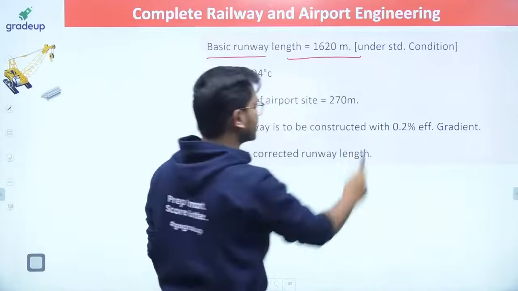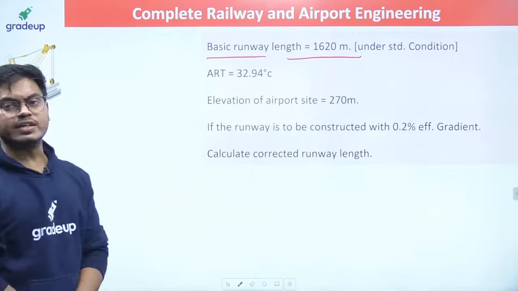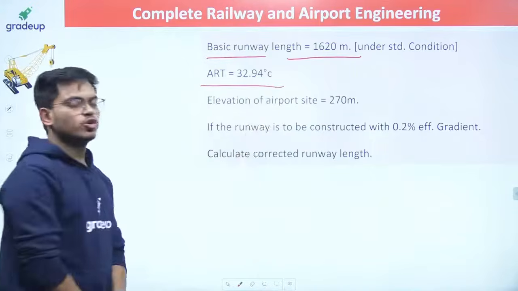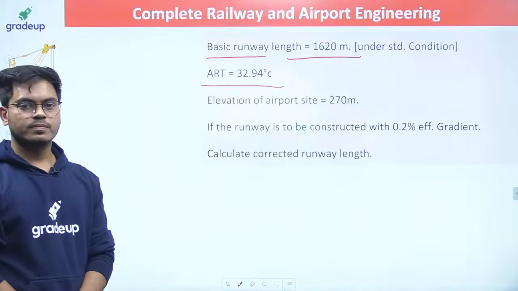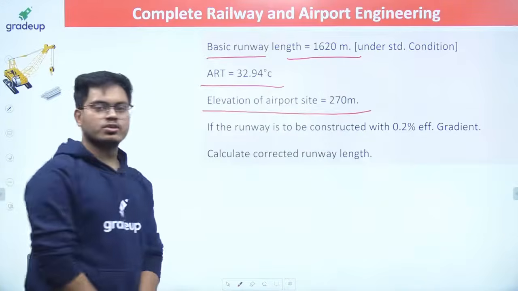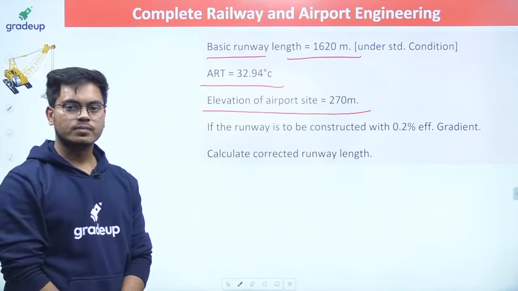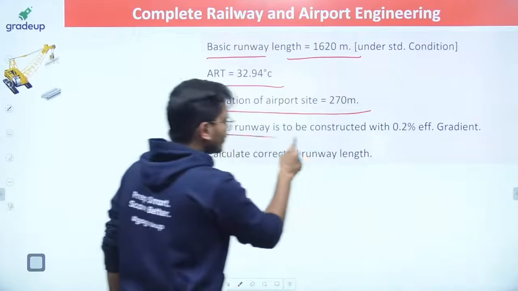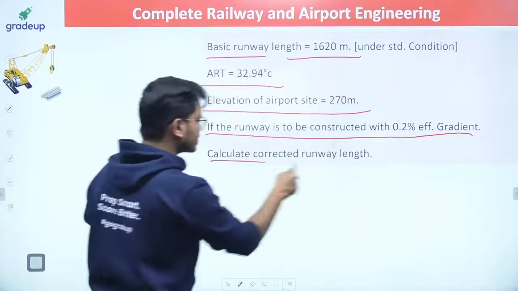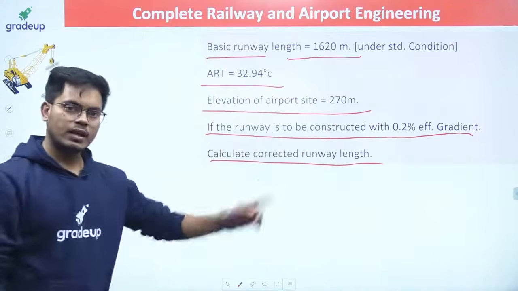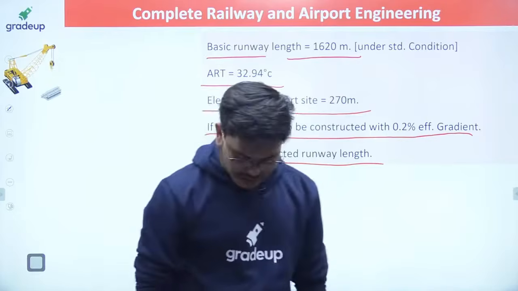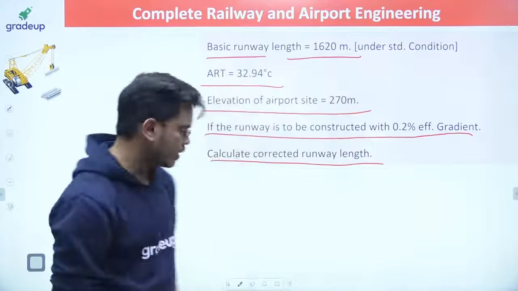Basic runway length is given as 1620. ART is 32.94 degrees Celsius. Elevation of airport site is 270 meter. If the runway is to be constructed with 0.2% effective gradient, calculate the corrected runway length. Let's solve this question. Let's first apply the correction for elevation.